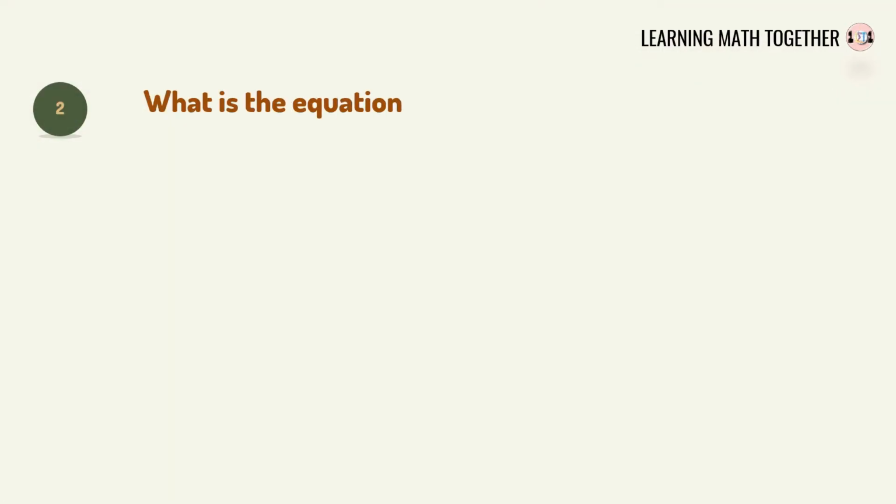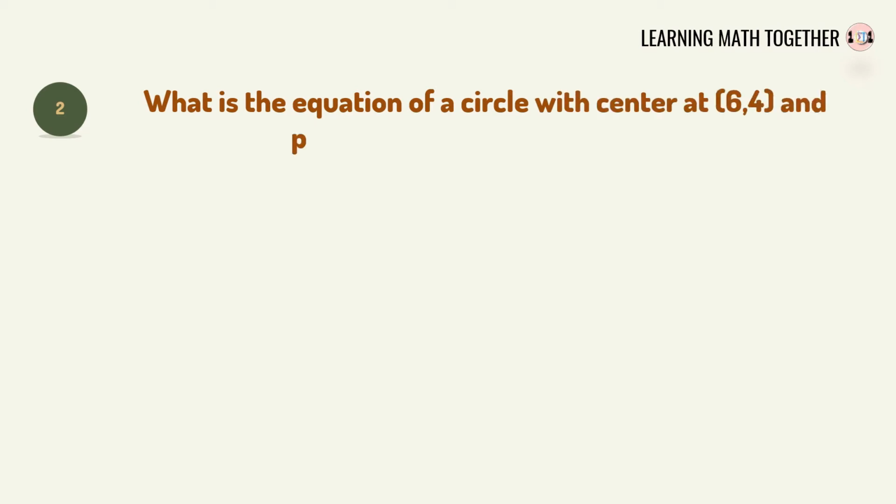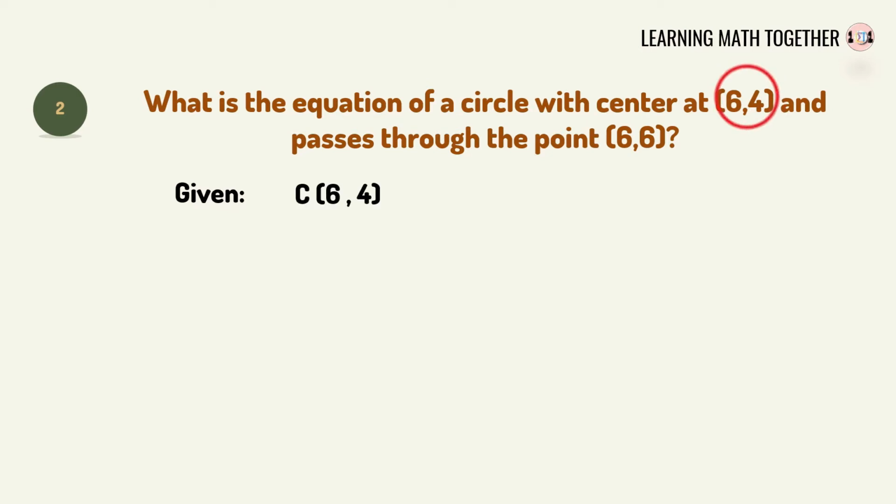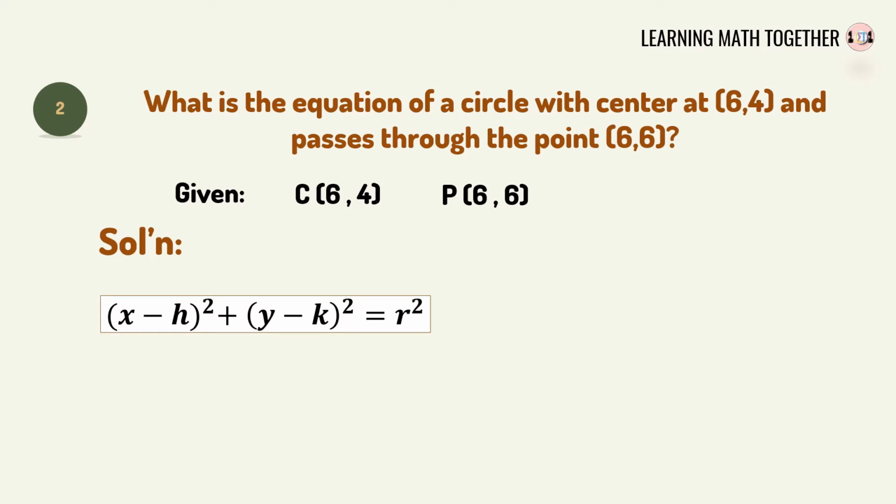What is the equation of a circle with center at (6, 4) and passes through the point (6, 6)? So in this problem, we have the given values. We have the center at (6, 4) and a point on a circle at (6, 6). So with these given values, we will apply the standard formula in order for us to find the equation of a circle. But before we can do that, by looking at this formula, we can see that the only given values that we could substitute here are h and k, and that is the center, and then x and y because it's a point on a circle.